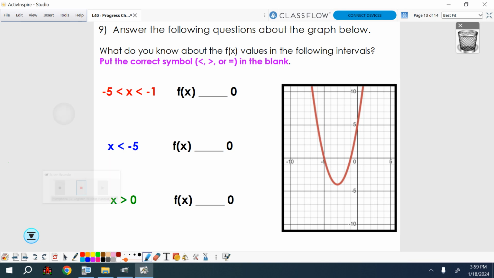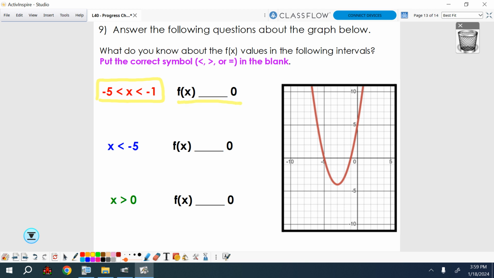For this question, what we're looking at is where this function is in relation to 0, okay? So we're going to be looking at this equation, or this shape, this parabola, in different intervals. And we want to look at that interval, that specific section of our parabola, in relationship to 0.